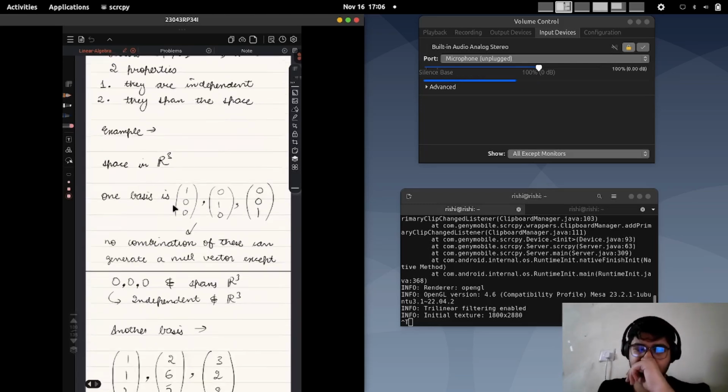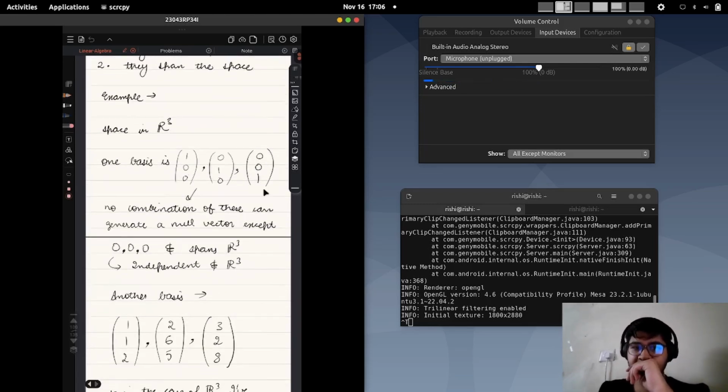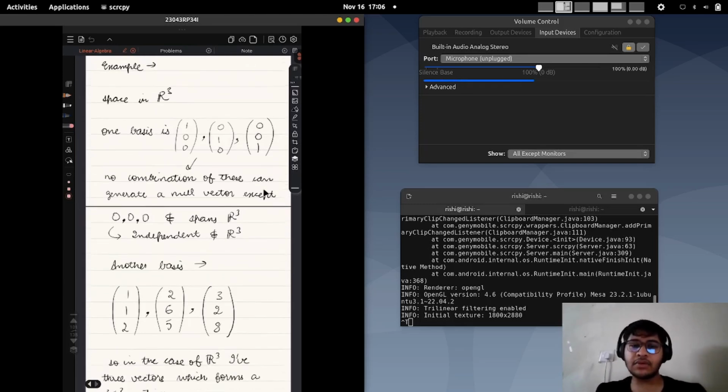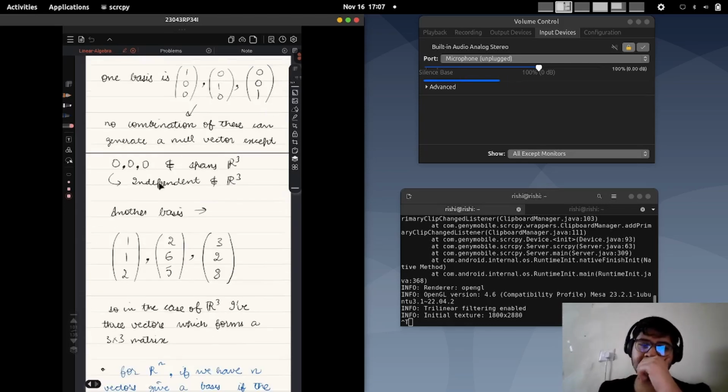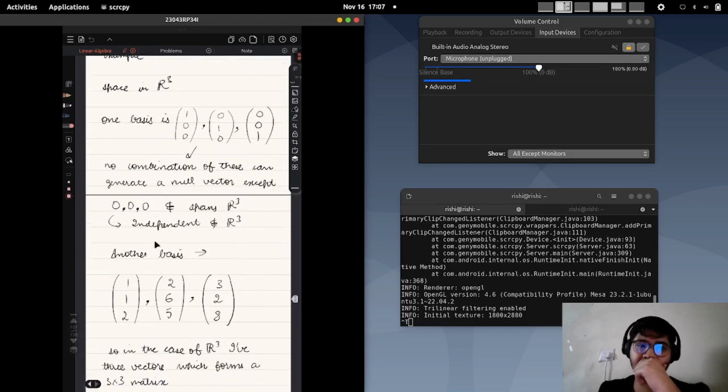For a space in R3, one basis is this. It essentially spans R3, because there are three vectors, and they will obviously span. If we take all the linear combinations, it will form the whole three-dimensional space. No combination of these can generate a null vector, except the 0 combination. That is also the condition for independence of these three vectors: a combination should not result in 0 except the 0 vector. If you multiply each by 0, you get 0 plus 0 plus 0. So these three vectors are essentially a basis of R3.